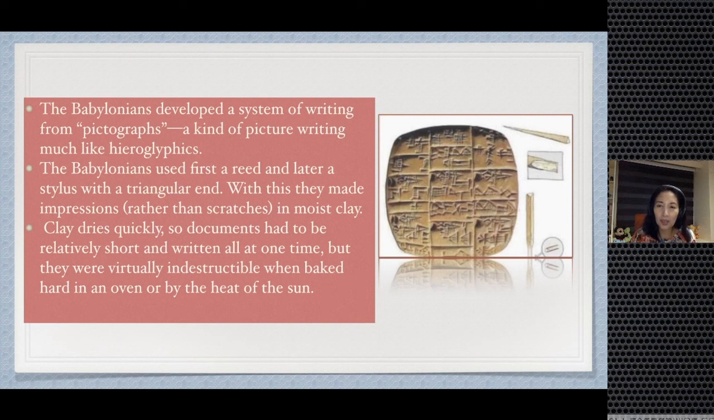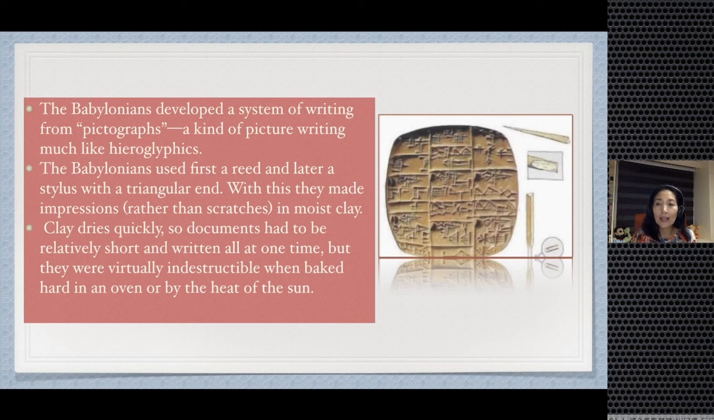And the land between the rivers, the Greeks call it Mesopotamia. Mesopotamia means land between the rivers. Most of it today is part of the modern state of Iraq, although both the Tigris and the Euphrates rise in Turkey. Now, shortly after 3000 BC, the Babylonians developed a system of writing from pictures, pictographs.